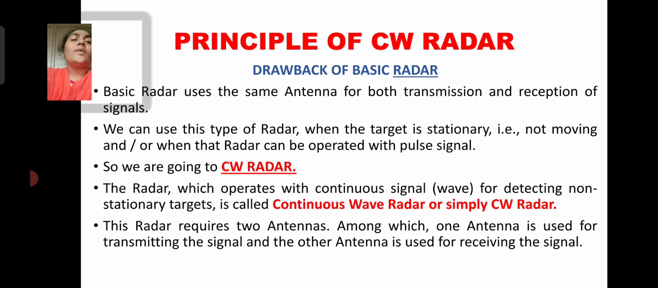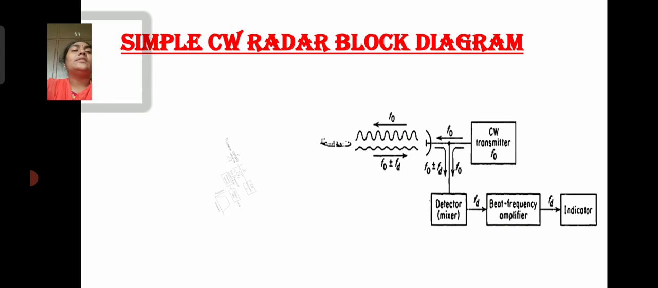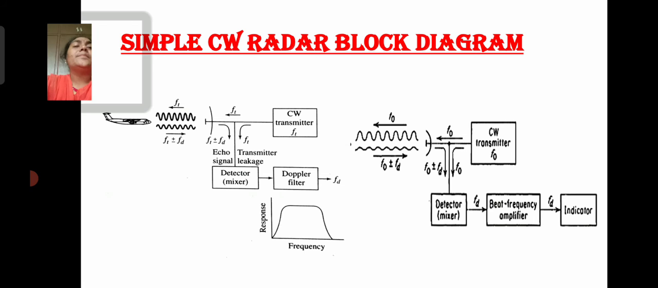The radar requires two antennas, among which one antenna is used for transmitting the signal and the other antenna is used for receiving the signal. So this is the basic block diagram of simple CW radar. This is a modification of the basic radar. Using the basic block diagram of radar, we build the CW radar. Here there are three blocks: CW transmitter, detector and Doppler. And another block diagram: CW transmitter, detector, beat frequency amplifier and indicator.